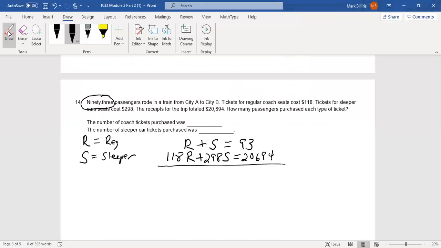So if we eliminate the R, we're going to multiply this first equation by negative 118 so that the coefficients are opposite. So this would become negative 118R minus 118S equals 93 times negative 118, which is negative 10,974. So I didn't make any change to the second equation.